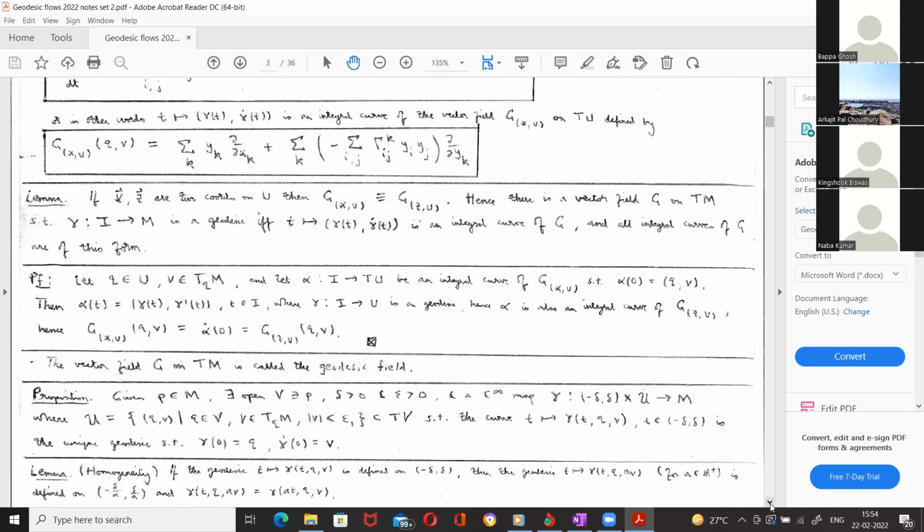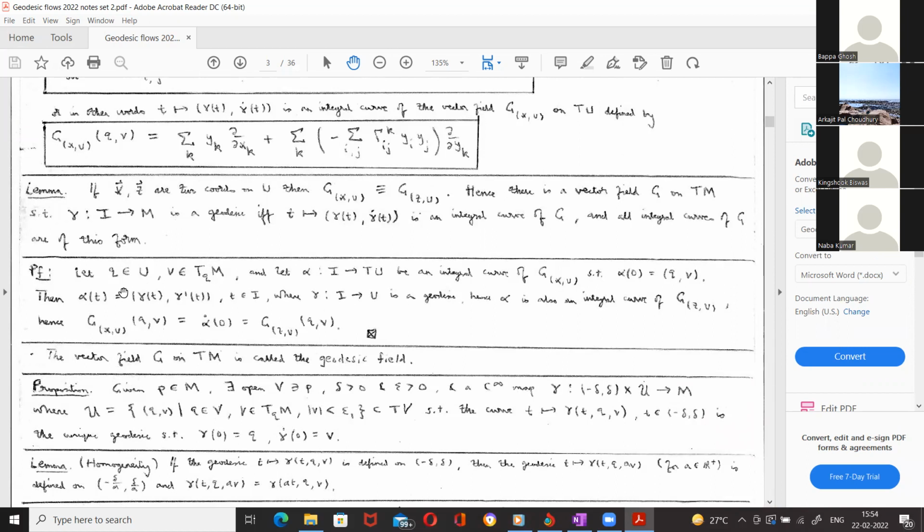Okay. So let's prove this quickly and then we'll stop. So let q be a point in U in our chart, and let v be a tangent vector at q, and let alpha from an interval I into TU be an integral curve of the vector field G_{X,U} such that alpha(0) is equal to the tangent vector (q, v). Okay. So then we know that alpha(t) will be of the form (gamma(t), gamma'(t)), where gamma is a geodesic, right? Is that clear?